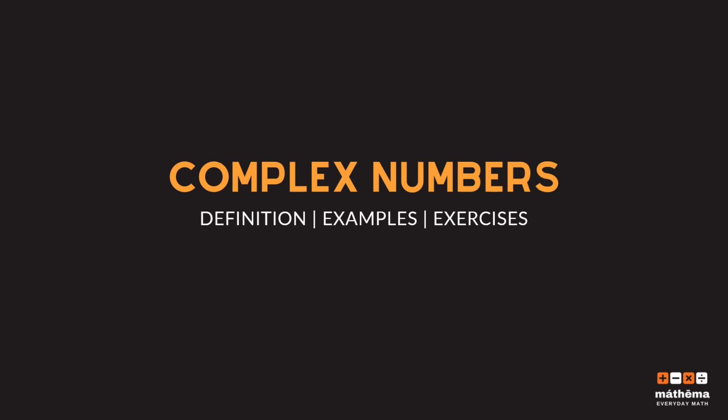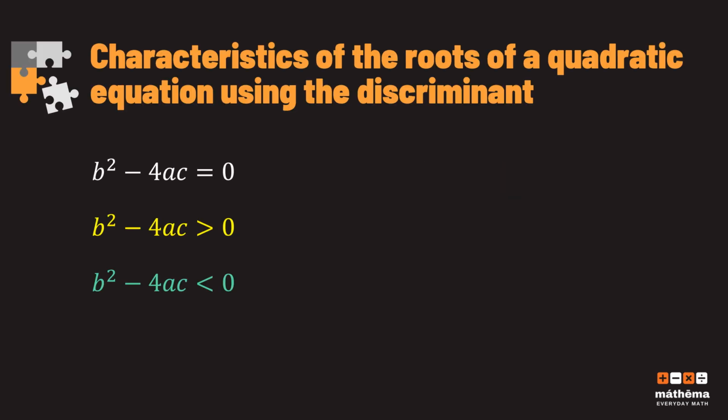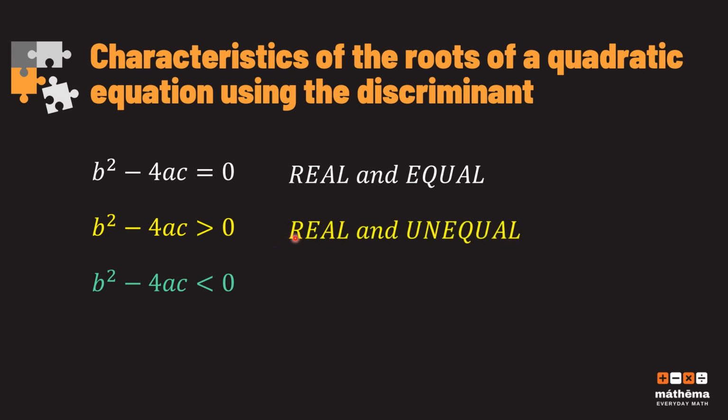Before we start, let us go back first to the concept of the discriminant of the quadratic equation. We know that if the discriminant is equal to 0, the roots of our quadratic equation are real and equal. If greater than 0, the roots will be real and unequal. If less than 0, the roots will be imaginary and unequal.